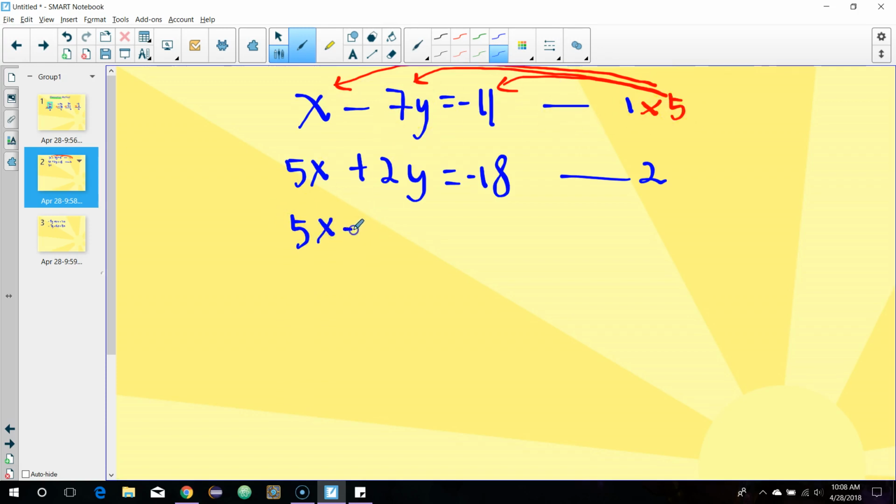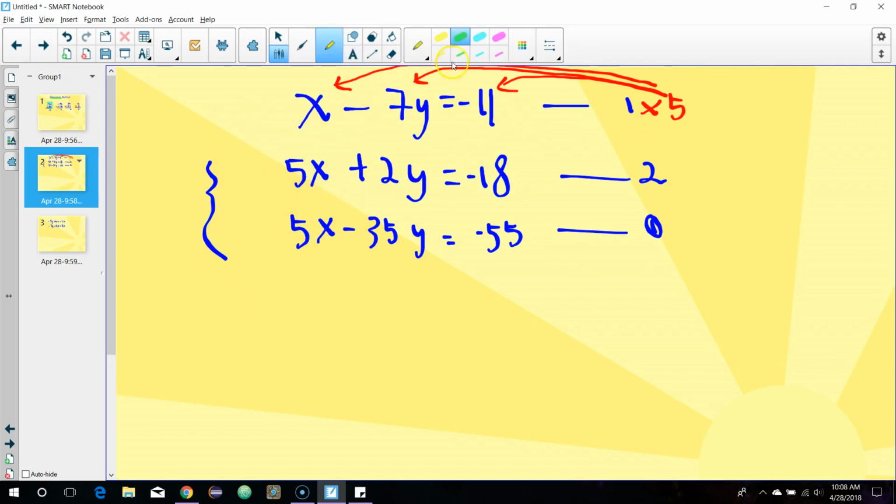5 times negative 7, negative 35. 5 times negative 11, negative 55. Okay, so after what I did over here, my first equation actually turned into this, and the system I'm trying to solve is way over here. So I do not have to worry about the very first one anymore.